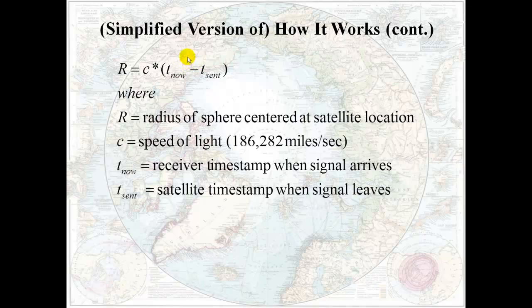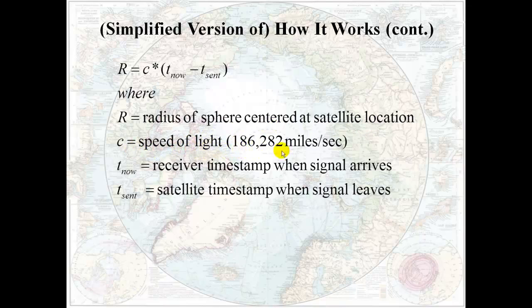You know that amount of time times the speed of light. That's going to tell you how far you are away from that satellite. So that's the basic equation that's going to be applied. Okay? So after a certain amount of time, there's a radius that the signal has reached, and if you're at that radius, you're going to get that signal.